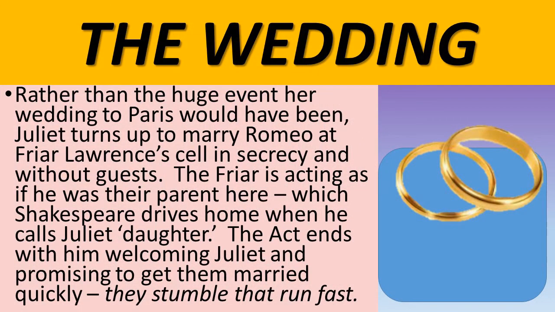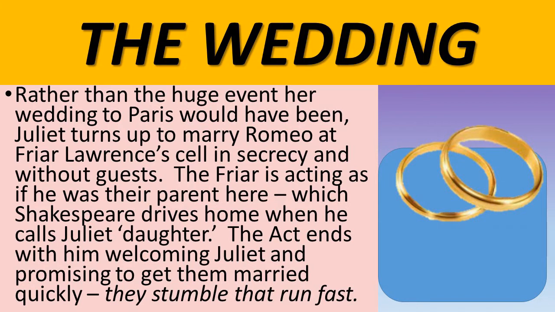Then we end with them just about to get married. So rather than the huge event her wedding to Paris would have been, Juliet turns up to marry Romeo at Friar Lawrence's cell in secrecy and without guests. The friar is acting as if he was their parent here, which Shakespeare drives home when he calls Juliet daughter. And the act ends with him welcoming Juliet and promising to get them married quickly.